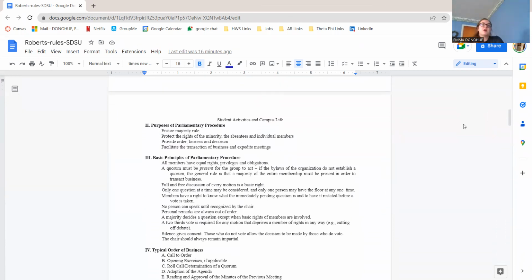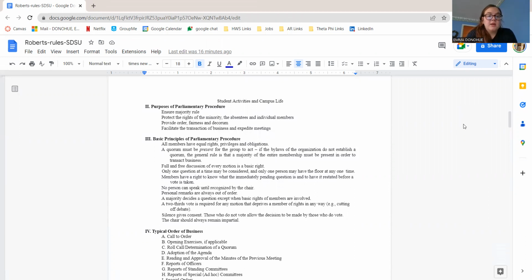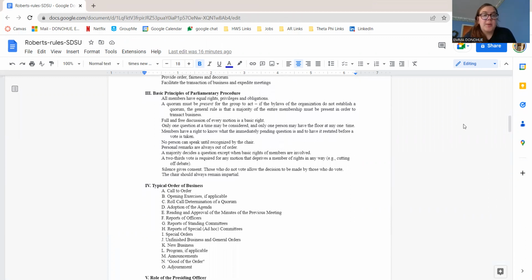So the purposes of parliamentary procedure are to ensure majority rule, protect the rights of the minority, the absentees, and individual members, provide order, fairness, and decorum, and facilitate the transaction of business and expedite meetings. The basic principles of parliamentary procedure are that all members have equal rights, privileges, and obligations. A quorum must be present for the group to act.